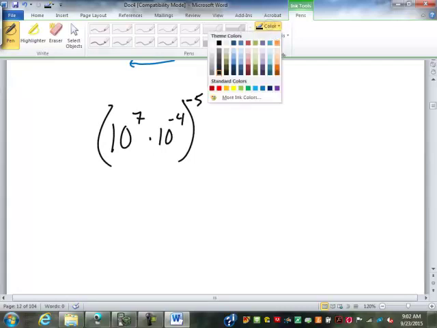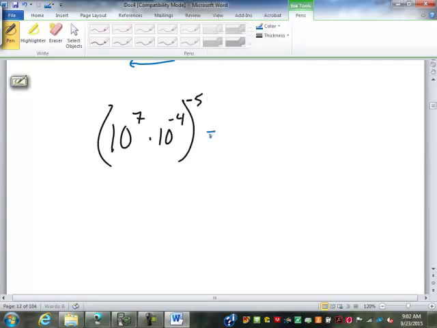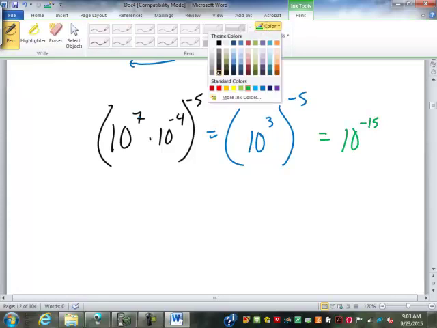So let's do something like this. Again, we do what's in the parentheses first. What's 10 to the 7th times 10 to the negative 4th? What's 7 plus a negative 4, which is positive 3. And now 10 to the 3rd to the negative 5th. 3 times negative 5 is negative 15. 10 to the negative 15.